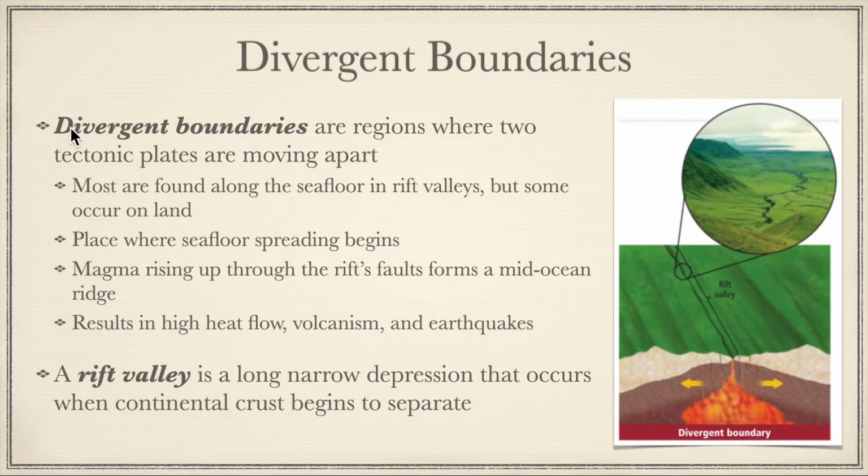Now, that's if it's on the ocean floor. If it occurs on land, we have a rift valley, which is a long, narrow depression that occurs when continental crust begins to separate. So if you have continental crust separating, you end up with a rift valley. You basically end up with this area where you've got slopes on both sides, and you have this big, wide valley in the middle. That is occurring on the east coast of Africa right now, over near Madagascar and the Indian Ocean.